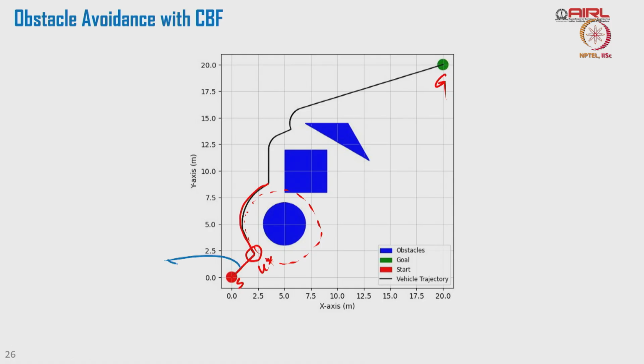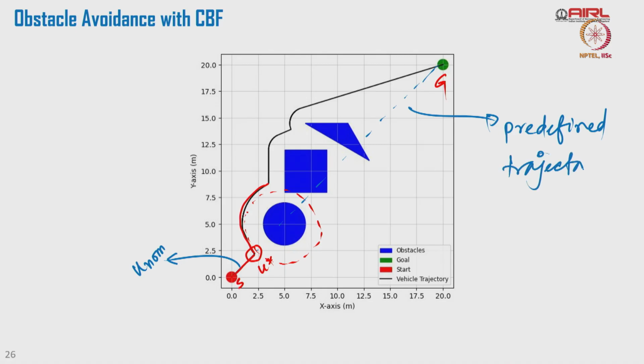This portion is due to the nominal control, which might be a PID or MPC, which is expected to take the drone to the goal position like this. Under a nominal control, this trajectory, which is a predefined trajectory, should be tracked by the drone under the nominal controller.